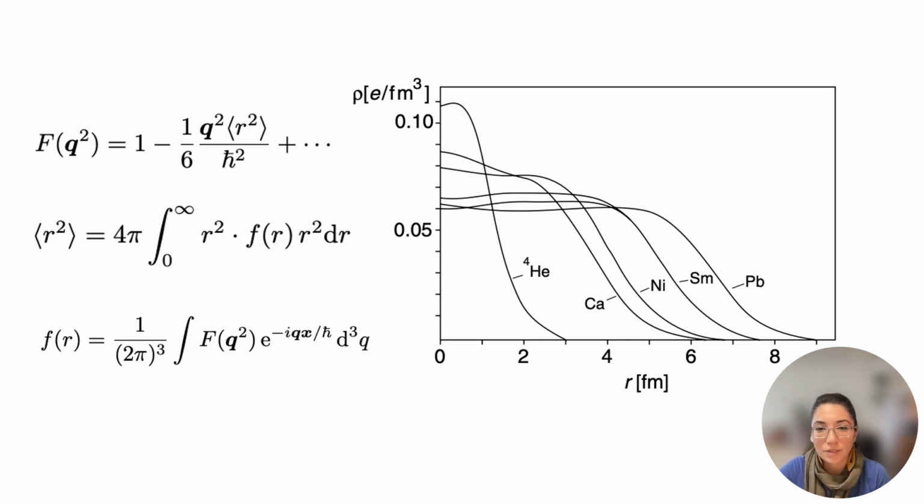And so, in other words, the radial charge distribution can help determine the mean square charge radius of a nucleus. And so here are some of the radii of different atomic nuclei.